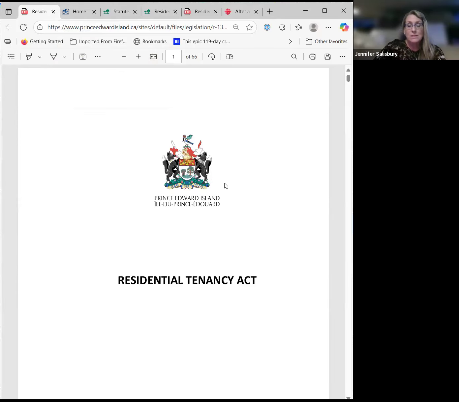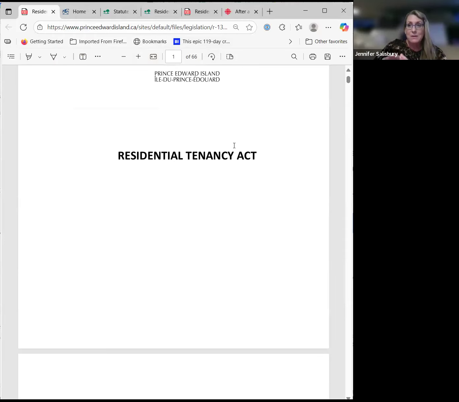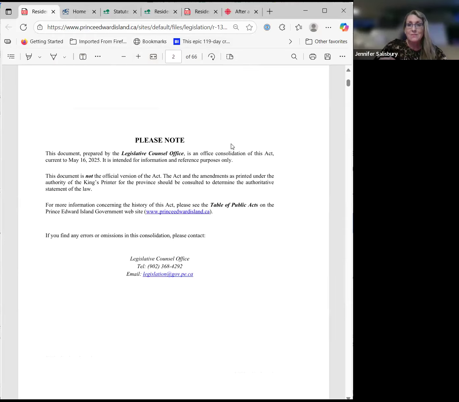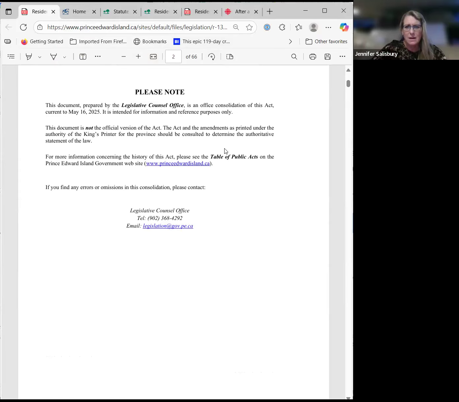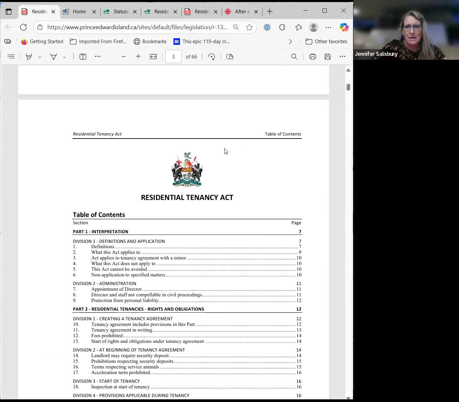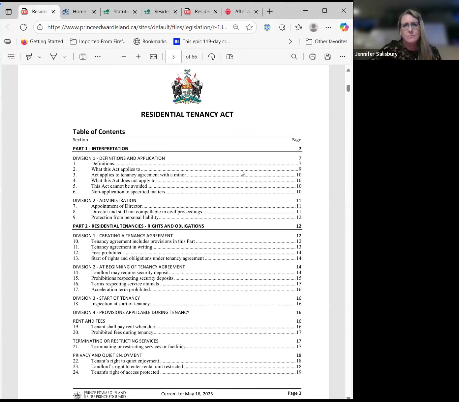So the PEI Residential Tenancy Act, you'll notice it's 66 pages long. That can be a little long, but that's okay. Remember, this is a law. So this is an actual legal law. This one I think is actually not too bad. It's not too legalese, but usually there's a workbook or a guide that goes with the law part. This one's sort of the whole thing in one. So that's kind of interesting, but that's okay.